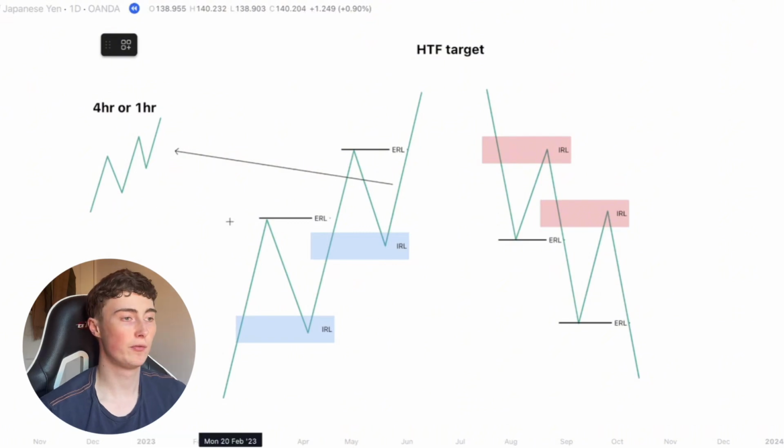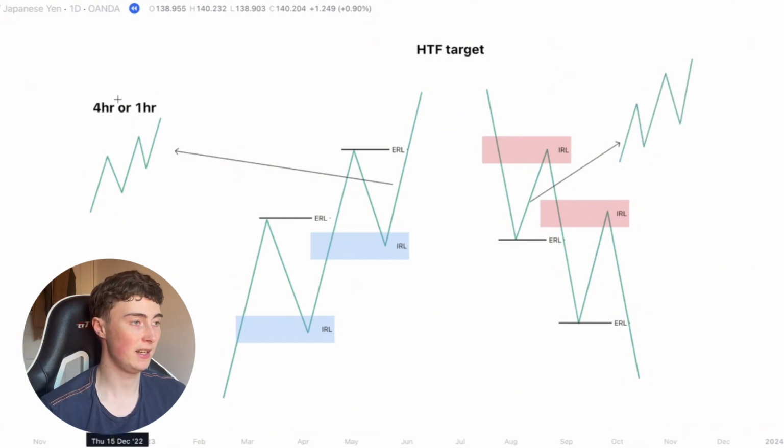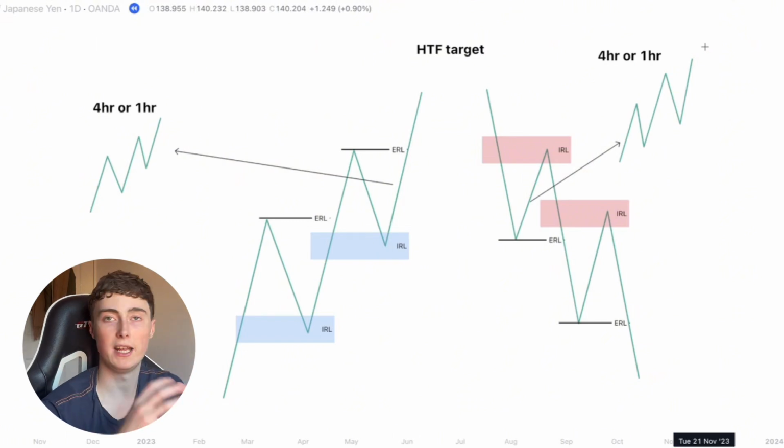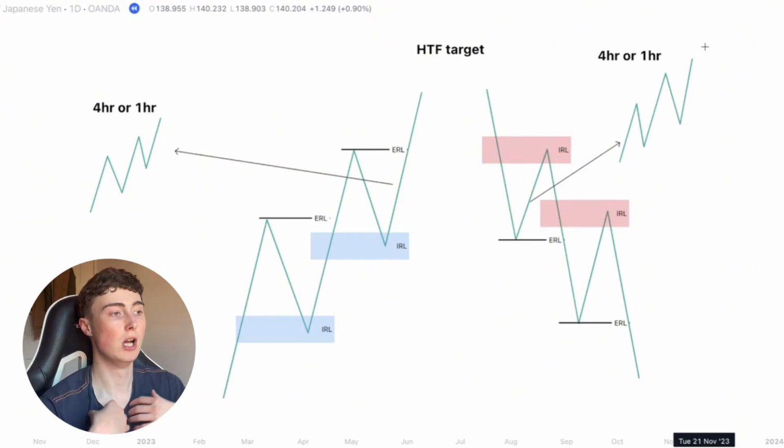And the same goes for the retracement leg. So let's say I'm looking to catch this retracement into the internal range liquidity. I'm still looking for price to build 4-hour or 1-hour order flow towards that before I engage. Okay. And the reason for this is that the 4-hour and the 1-hour are what govern the intraday, right? They're the intraday timeframes, and I am an intraday trader. So I want to make sure that I'm in line with those timeframes.